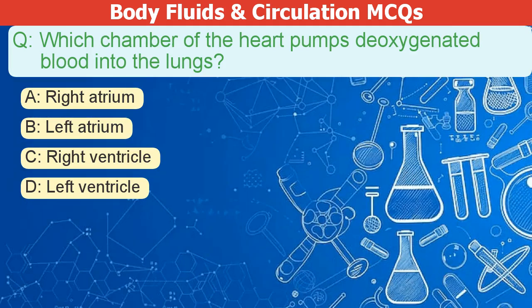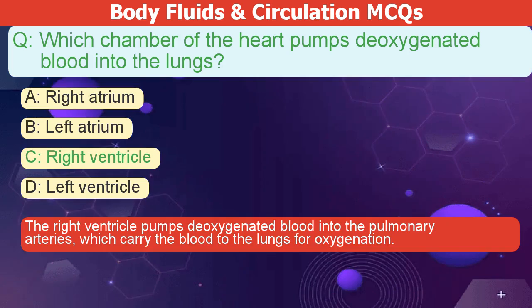Which chamber of the heart pumps deoxygenated blood into the lungs? A. Right atrium. B. Left atrium. C. Right ventricle. D. Left ventricle. The correct answer is C. The right ventricle pumps deoxygenated blood into the pulmonary arteries, which carry the blood to the lungs for oxygenation.